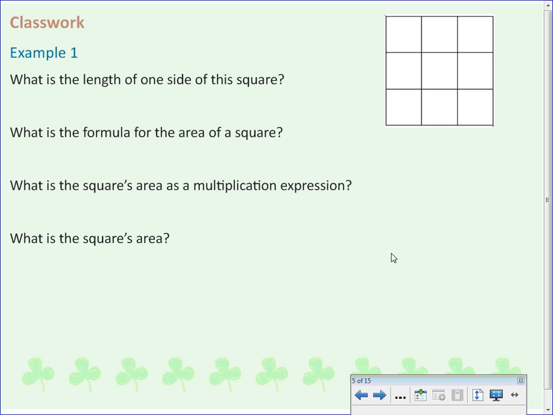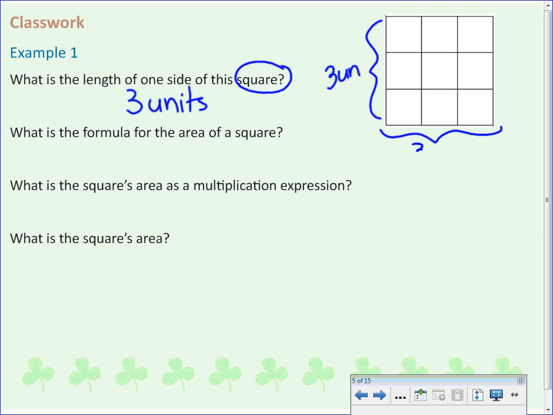We have a square, and what is the length of one side of this square? Exactly, we don't know if it's centimeters or meters, so we say it's 3 units. Since it tells us it's a square, we know that all the sides are 3 units, okay? So what's the formula for the area of a square?